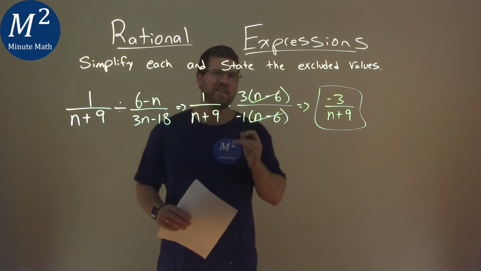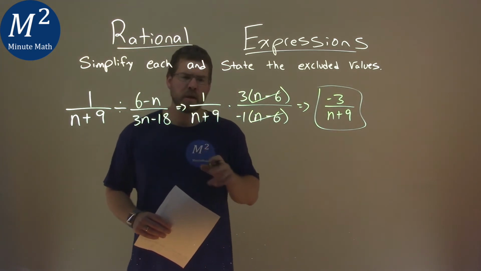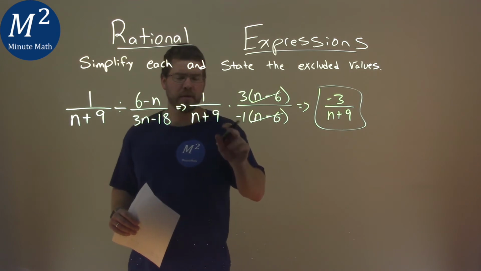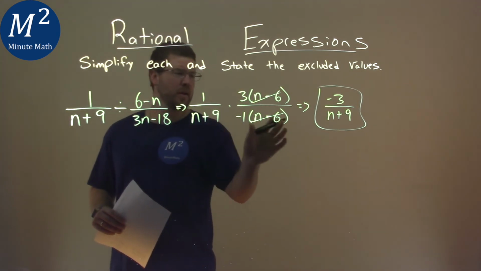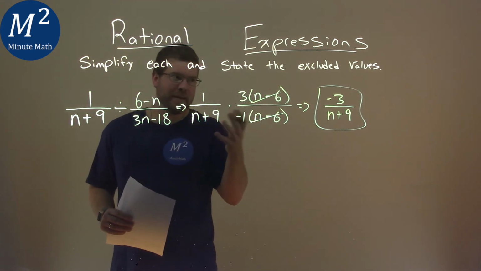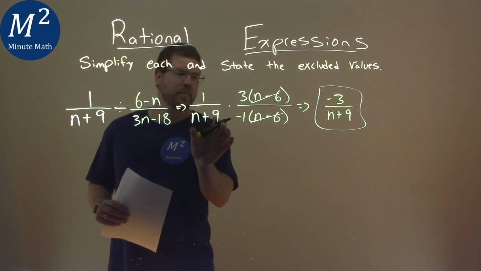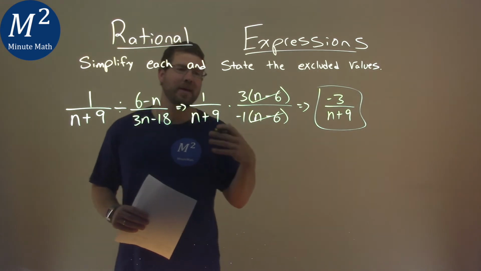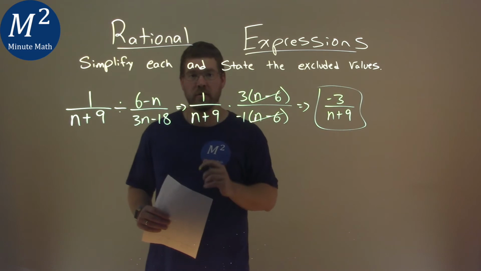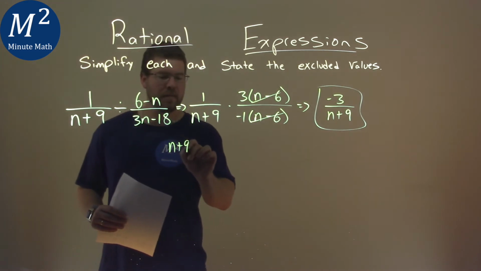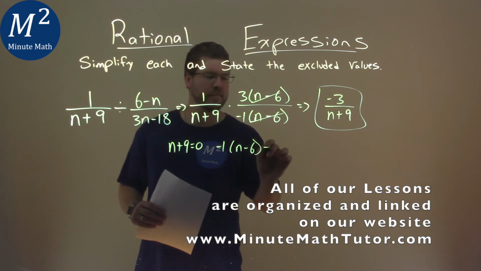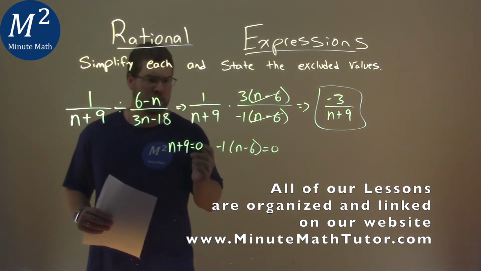But we need to find the excluded values. So we take the denominator here, in the second part, and we're going to set each part equal to 0, because if the denominator is equal to 0, we can't divide by 0, and that tells us the excluded value. So we're going to find the n values that cause that. So we have n plus 9 equal to 0, and negative 1 times n minus 6 equal to 0. Now we're solving.